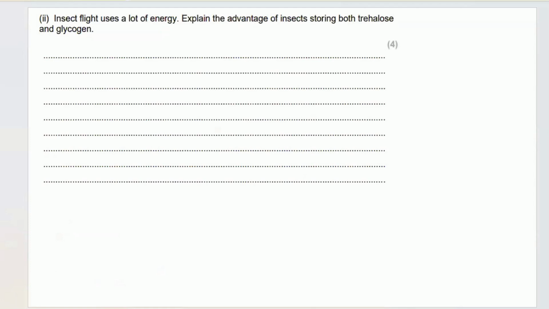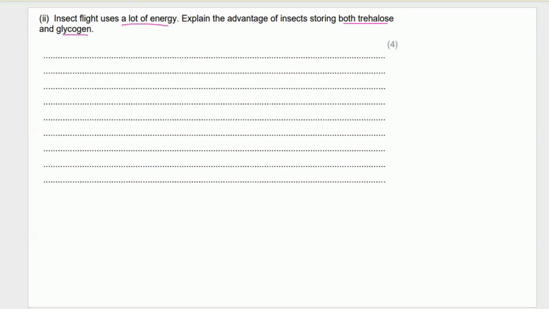Okay, let's move on. Insect flight uses a lot of energy. Explain the advantage of insects storing both trehalose and glycogen. So first up, glycogen is a polymer, means it's made of many glucose molecules. Trehalose is a disaccharide, so just 2 glucose molecules. So what's the advantage of that?